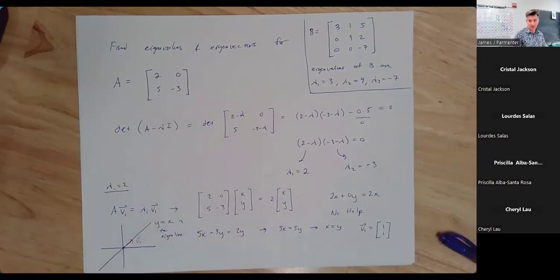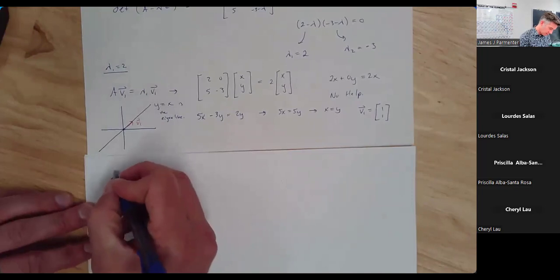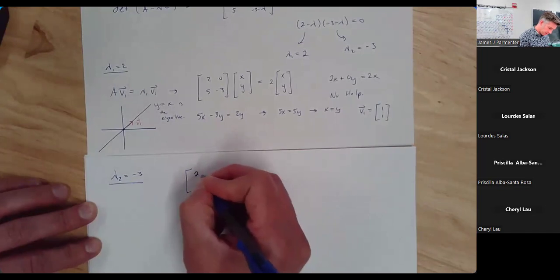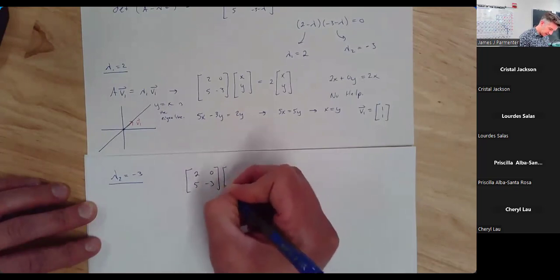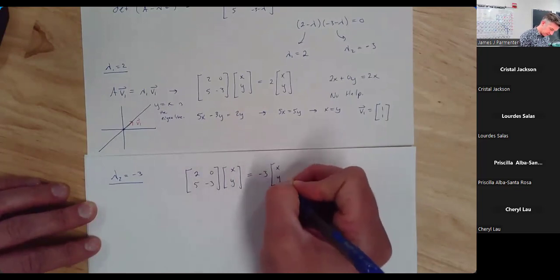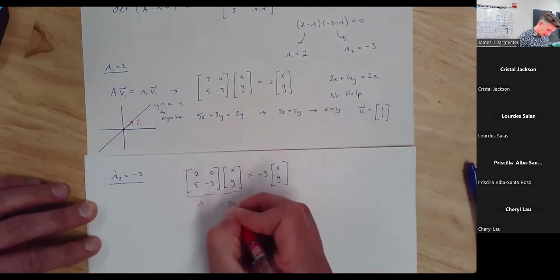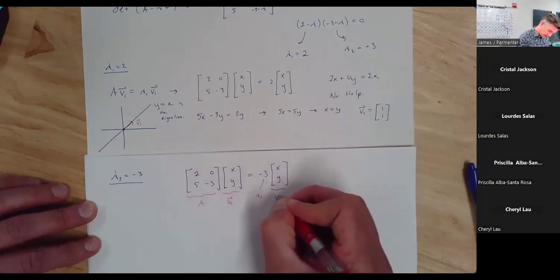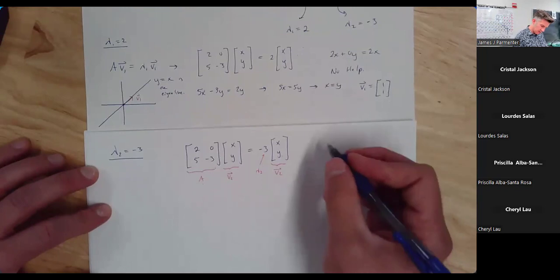Okay, let's find the other one because it is interesting. So for the second eigenvalue, lambda 2 equal to negative 3, we have the matrix 2, 0, 5, negative 3 times the eigenvector we're trying to find equal to negative 3 times the eigenvector we're trying to find. And again, this is just your matrix A times your unknown eigenvector v2 equal to your eigenvalue times your unknown eigenvector.